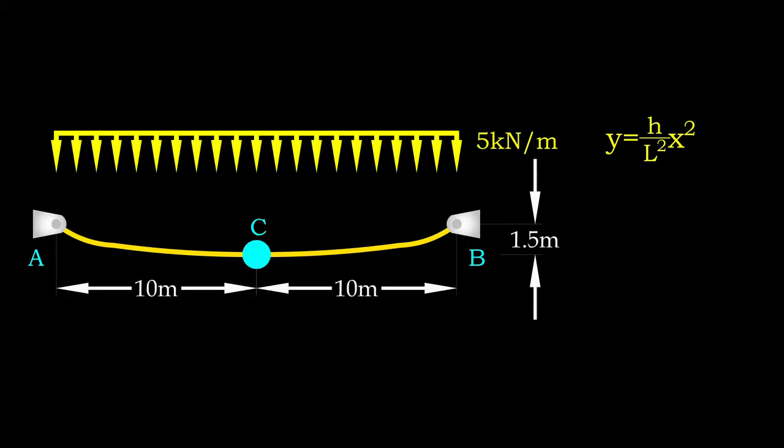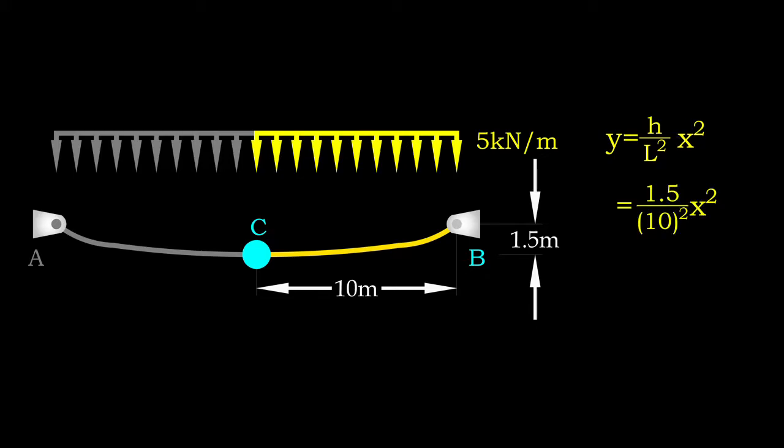The lowest point of the cable, C, is located at the 10 meter ordinate. We can determine the curve function by using only half of the span, where the lowest point is the origin. Now, we have a parabola with a span of 10 meters and an elevation of 1.5 meters. By substituting these values into the general equation, we obtain the curve function. Note that the value of x should be measured from point C.